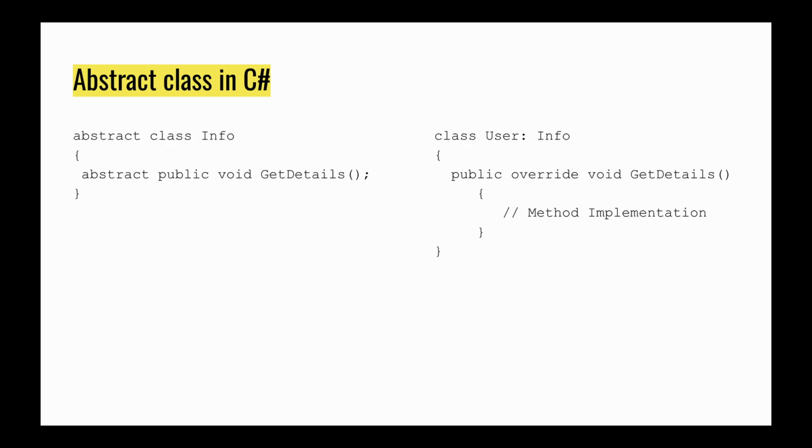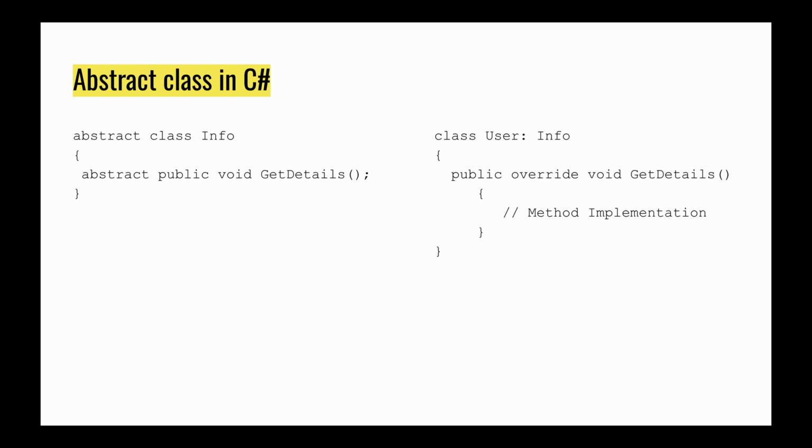In C#, you can define an abstract class using the abstract keyword. Below is an example of defining an abstract class using the abstract keyword. If you look closely at the code snippet above, we have defined an abstract class, info, using the abstract keyword with the getDetails method signature.